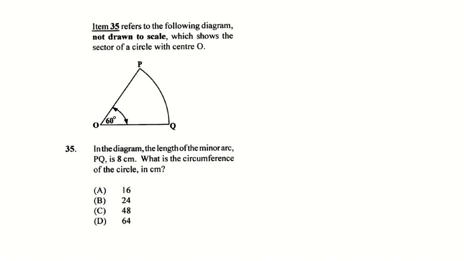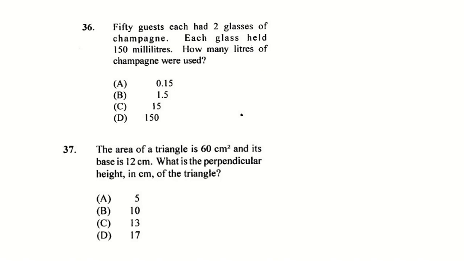In the diagram, the length of the minor arc is 8. What is the circumference? This is a repeated question. We know that 60 degrees is 8, then 1 degree would be 8 over 60. Therefore, 360 would be 8 over 60 multiplied by 360 over 1. 6 eights are 48, right? And that's how you would have gotten that. This is how many liters of champagne was used, right? If you remember, it's 15 liters of champagne.